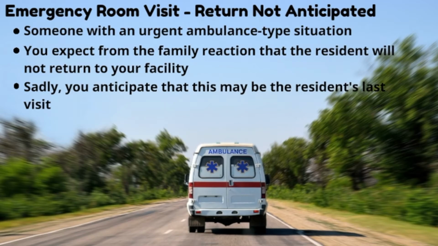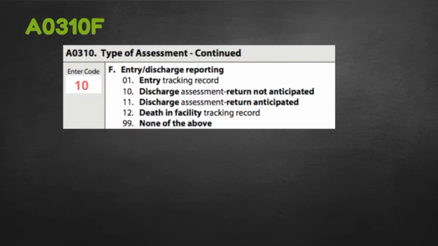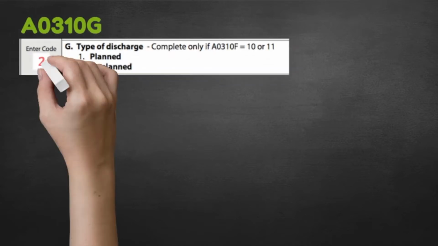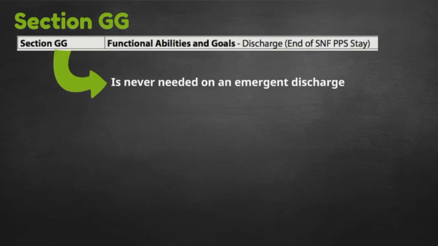Coding for this discharge will look like this. A0310F equals 10, discharge with return not anticipated. A0310G equals 2, unplanned. Remember, section GG, SNF Part A discharge is never needed on an emergent discharge.